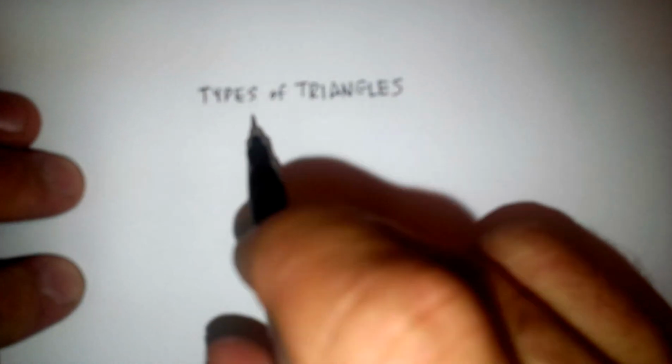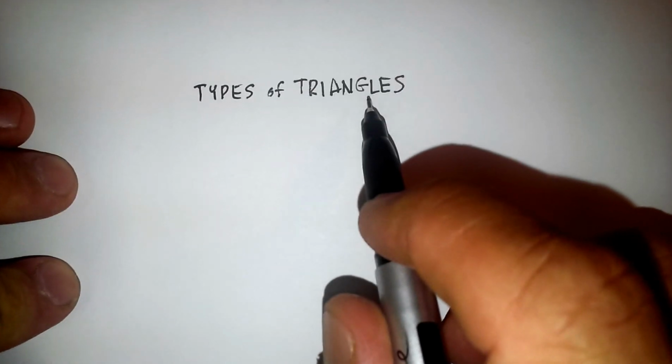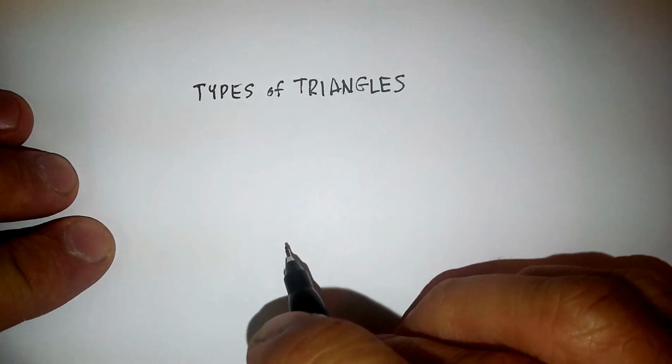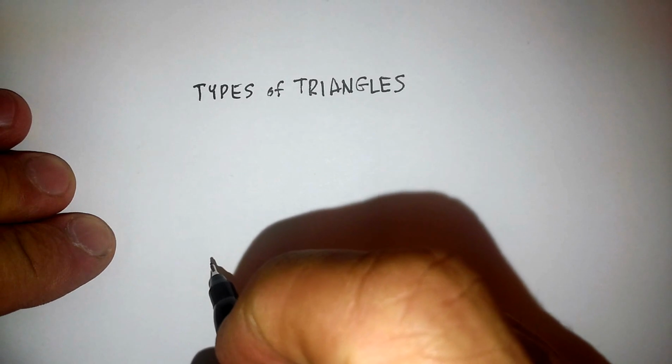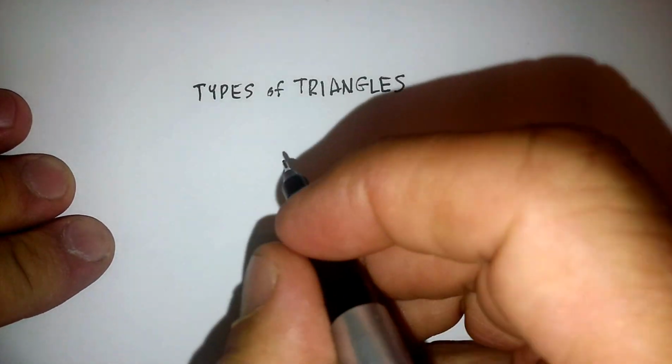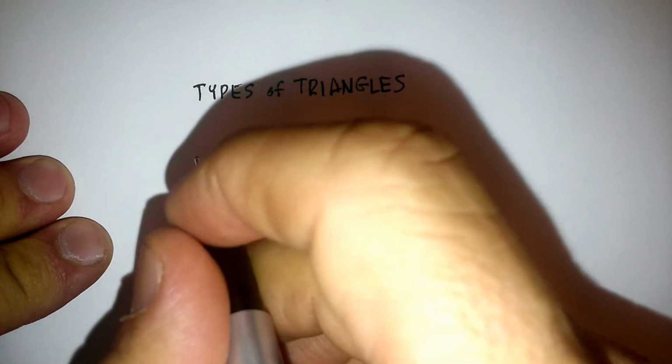Okay, so in this video, we're going to go over the types of triangles that you'll come across in geometry. And there's quite a few of them, actually. There's 8 different kinds. So let's just go through them one at a time, okay?